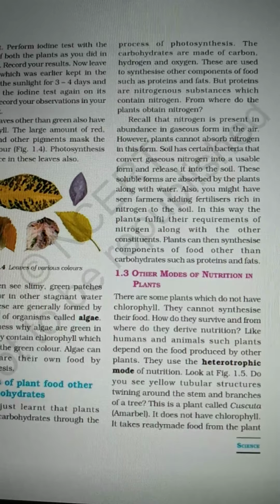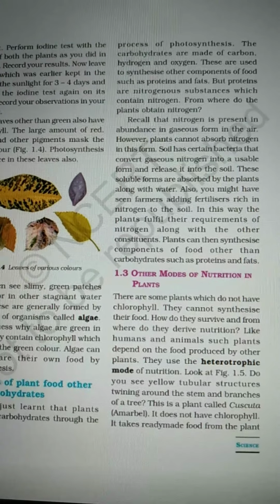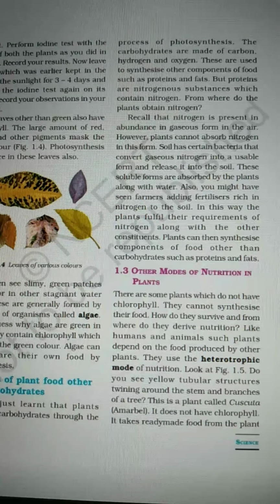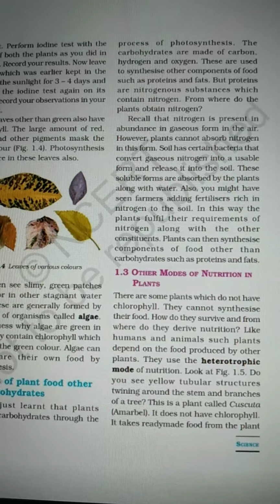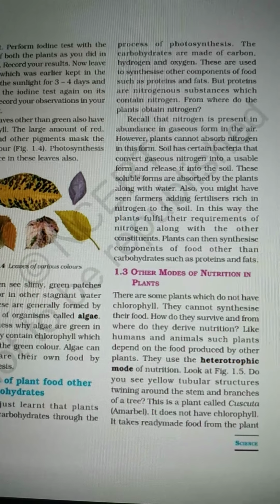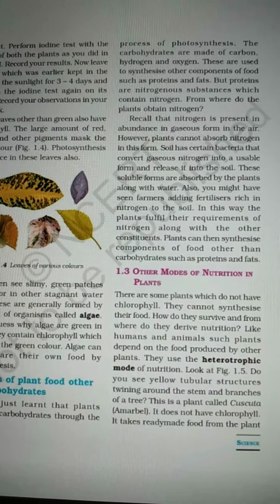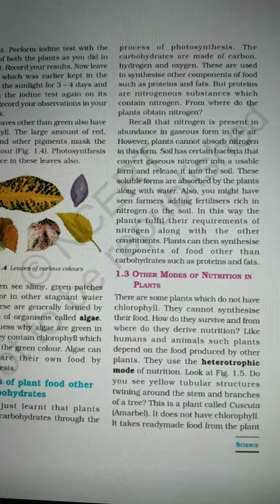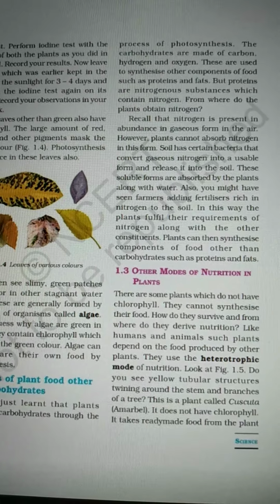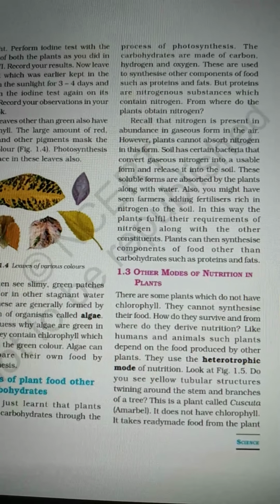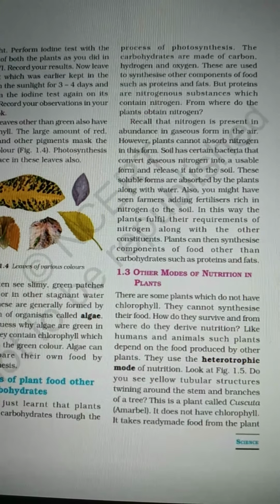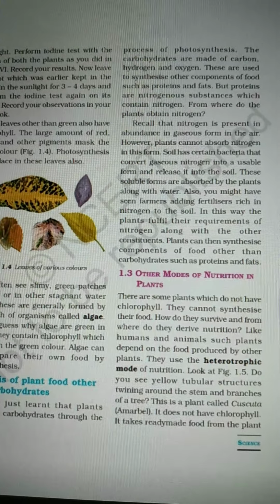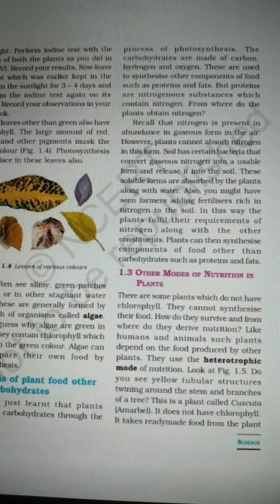So inside the soil, some types of bacteria are there. They take up the nitrogen gas and again release it in such a usable form that it gets mixed into the soil. This soluble form is absorbed by the plant along with water. So the nitrogen released by the bacteria inside the soil becomes soluble in soil and is absorbed by the plant with the help of water.